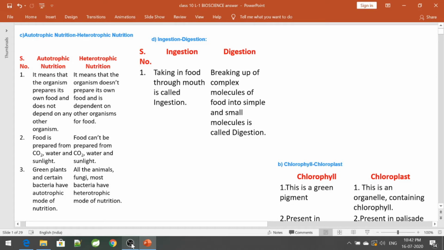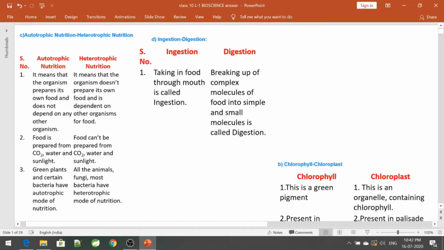Everyone, these are the questions and answers of Chapter 1, Nutrition: Food Supplying System, of 10th class Biological Science. So first is the differences between autotrophic nutrition and heterotrophic nutrition.